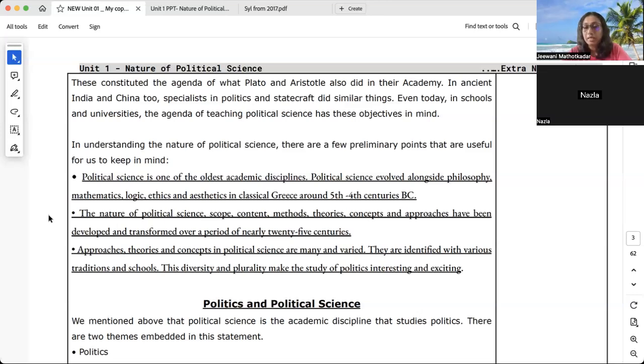So they are identified with various traditions and schools. This diversity and plurality make the study of politics interesting and exciting. So these are the preliminary points you have to remember when you study political science.